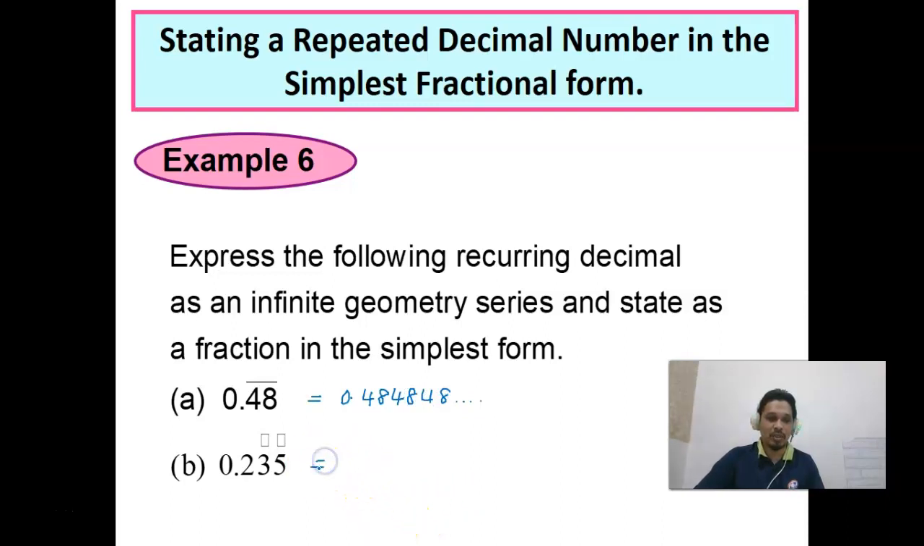And what about this one here right now? It seems like it is 0.235353535, with 3 and 5 repeated again and again, endless. So, express the following recurrent decimal as an infinite geometric series, and let's find it now.